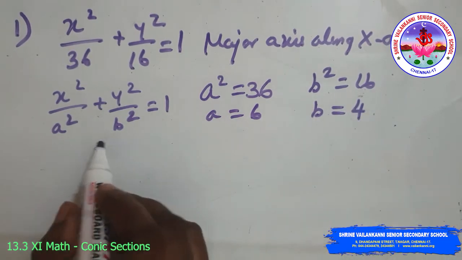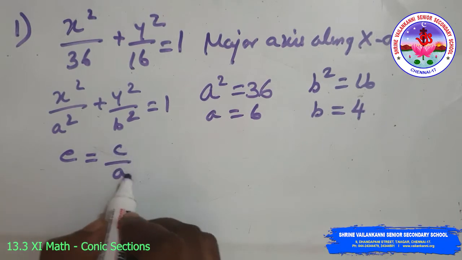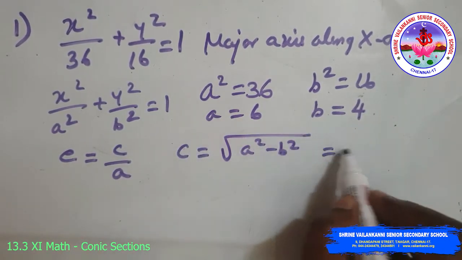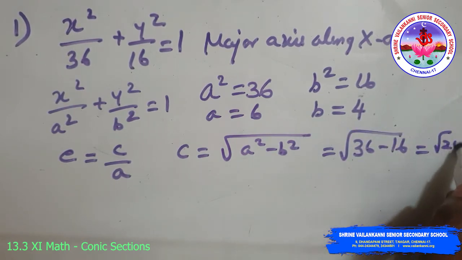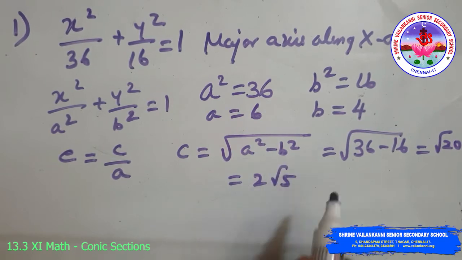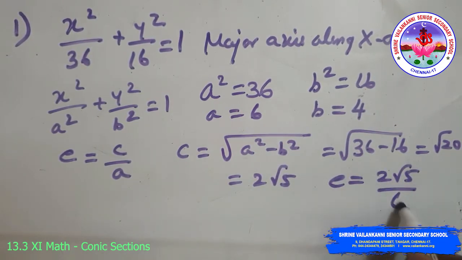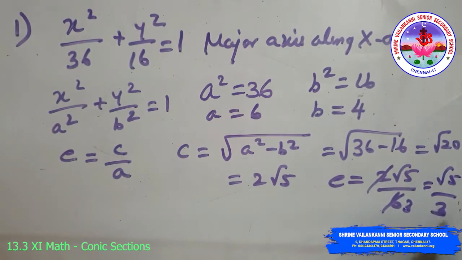Here we have to find the eccentricity e equal to c by a, where c equal to square root of a square minus b square, that is 36 minus 16. So we get root 20. So we get 2 root 5. So e equal to c by a, so 2 root 5 by 6. So cancelling this, we get root 5 by 3.